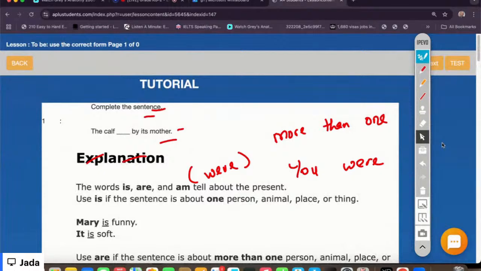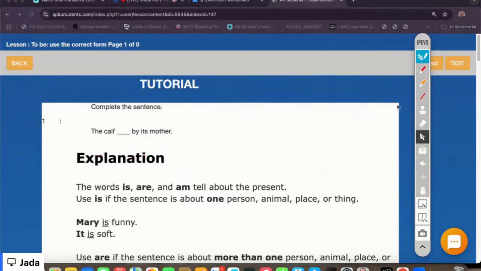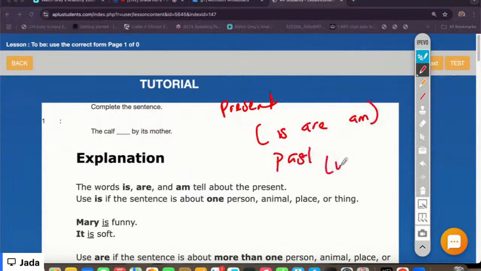Alright, let's look at some examples, okay? So take notes that when we talk about present, we have is, are, am, okay? And then when it is past, we have was, were, okay? Alright, let's look at some examples.